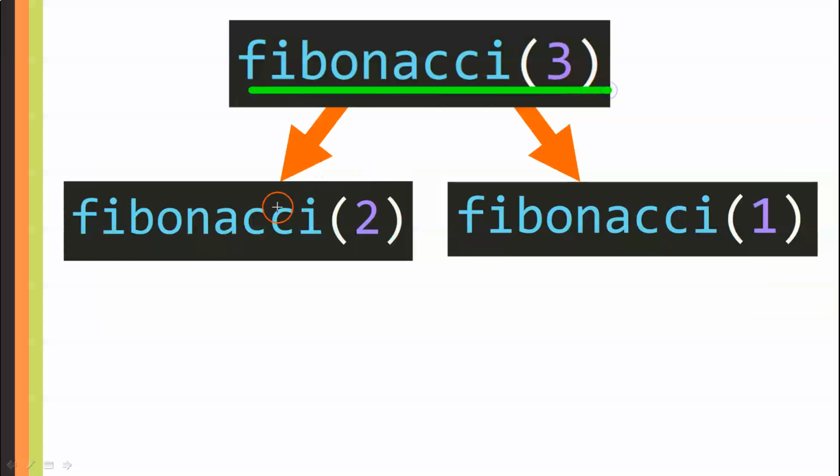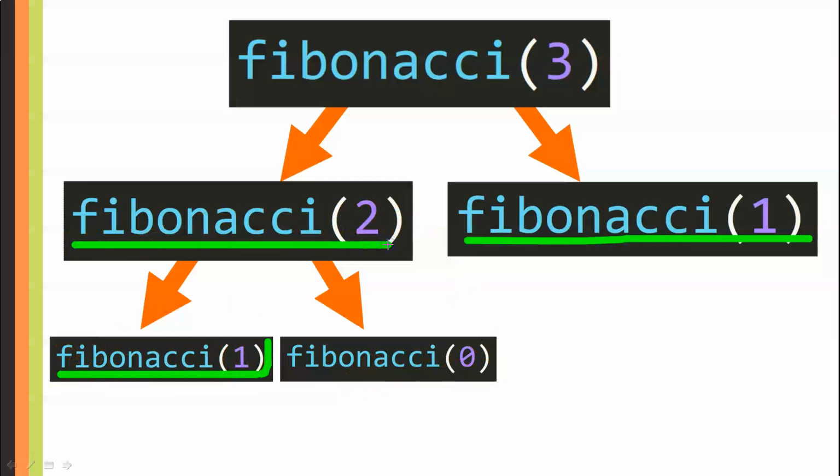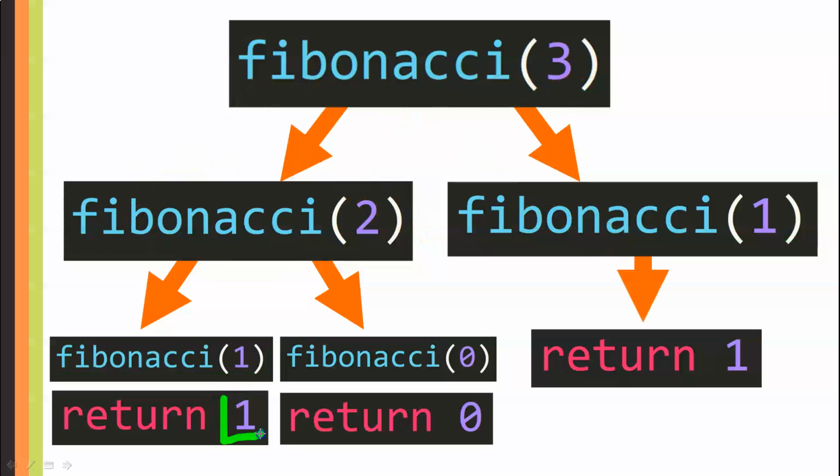Well, we would have Fibonacci of 3, and we have to find the value of Fibonacci of 2 and Fibonacci of 1. For Fibonacci of 2, we would have to call Fibonacci of 1 and Fibonacci of 0. Essentially, that is a recursive process. We need to find Fibonacci of 1 and Fibonacci of 0 to find the value of Fibonacci of 2. And we need to find Fibonacci of 2 and Fibonacci of 1 to find Fibonacci of 3. Fibonacci of 1 returns 1. Fibonacci of 0 returns 0. These two values are added, and that is the value of Fibonacci of 2.